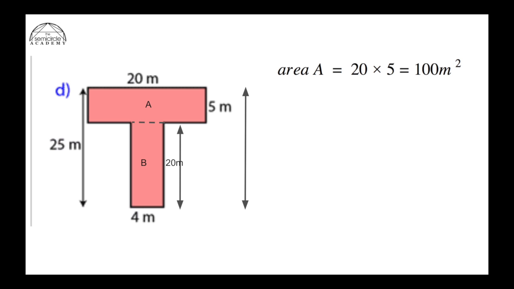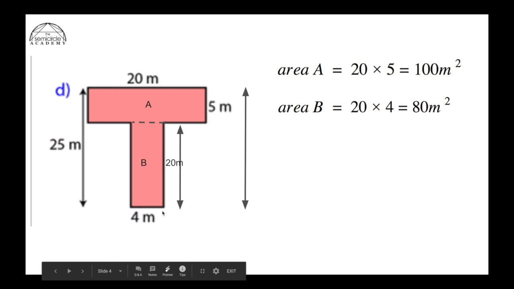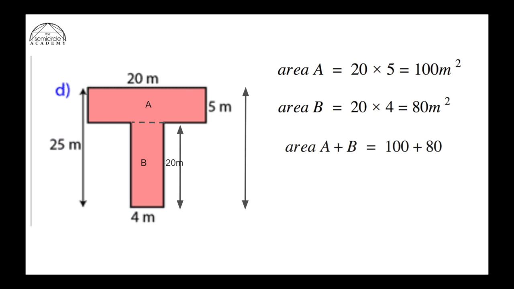And we could find the area of rectangle A by 20 times 5, giving us 100 meters squared this time. So the units are very important, right? The area of rectangle B being 20 times 4, being 80 meters squared. You see the 4 over here and the 20, so this is rectangle B. And so we just add these areas up to give us the total area of this compound shape, right?